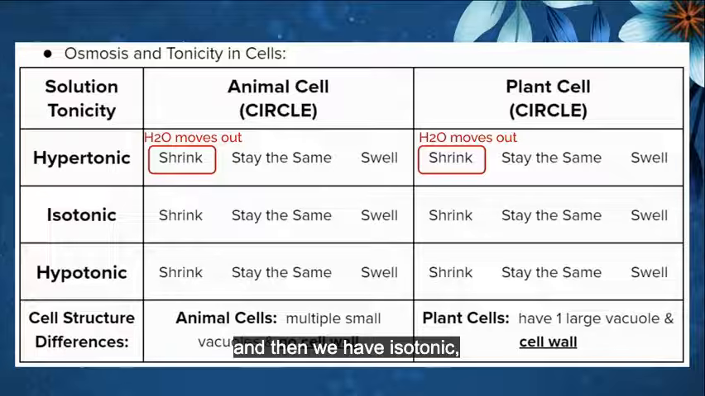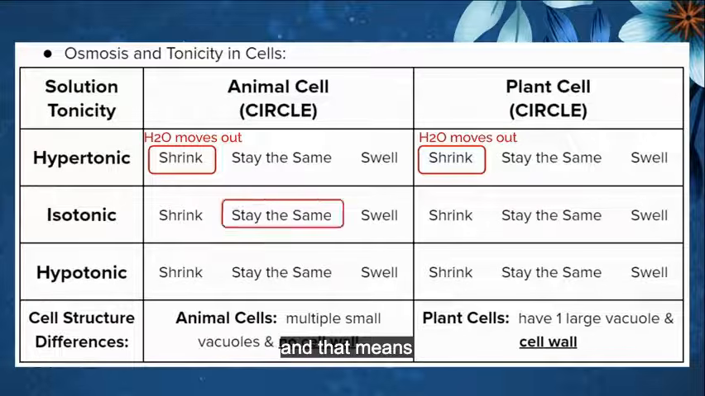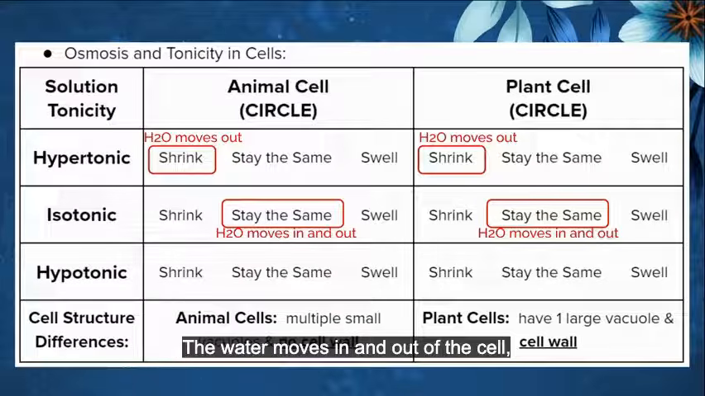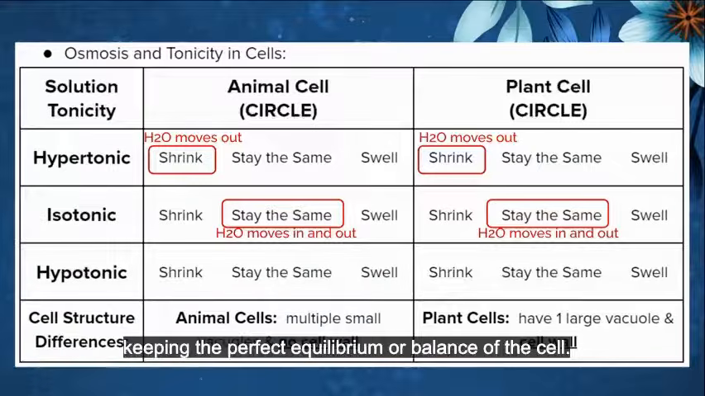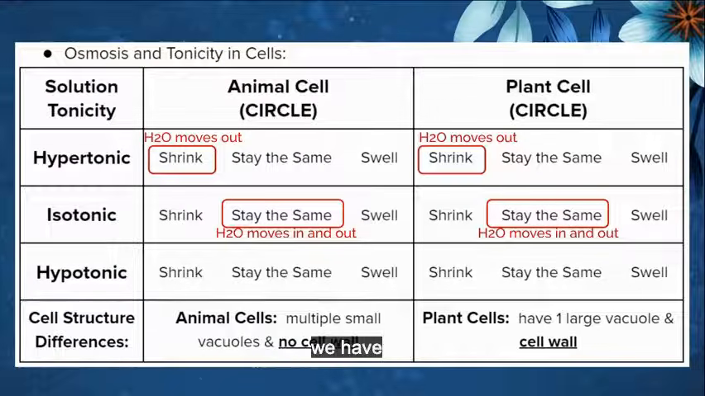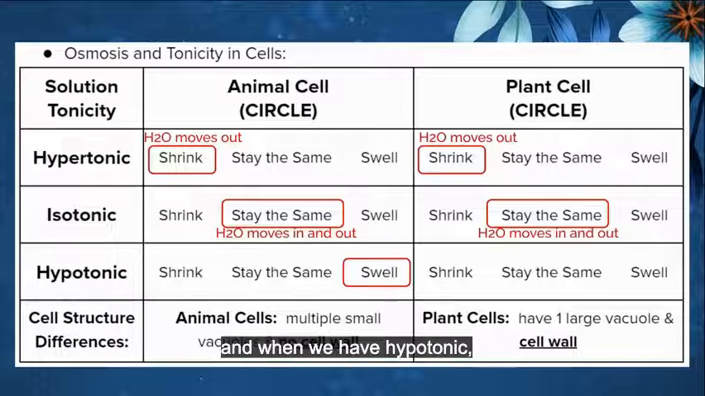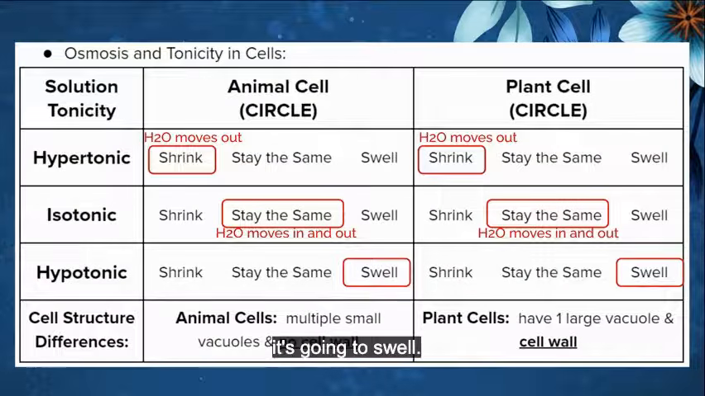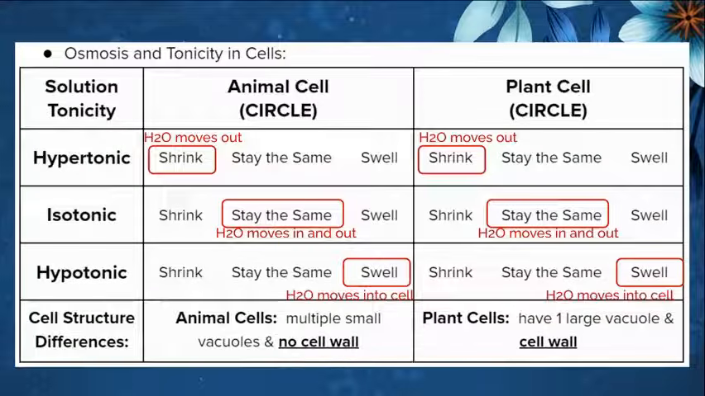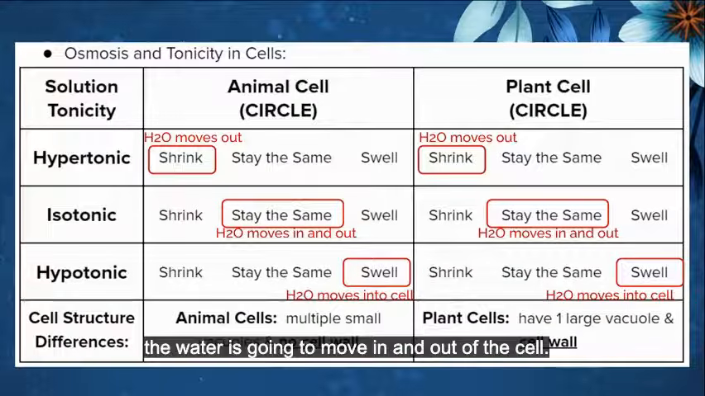And then we have isotonic, and that means stays the same. The water moves in and out of the cell, keeping the perfect equilibrium or balance of the cell. And then lastly, we have hypotonic. And when we have hypotonic, both for plants and animal cells, it's going to swell. The water is going to move into the cell.